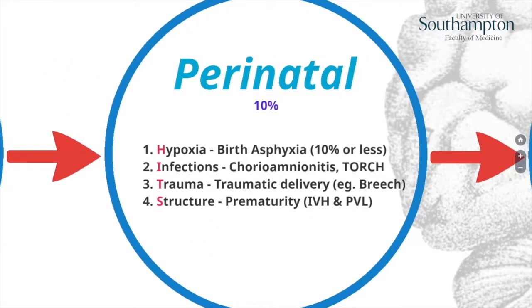Moving on to the next phase, the perinatal phase, where 10% of the risk factors are present. An example would be birth asphyxia, chorioamnionitis or TORCH infections, traumatic breech deliveries, and also prematurity, which can cause intraventricular hemorrhage and periventricular leukomalacia.